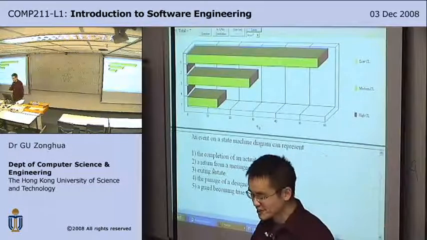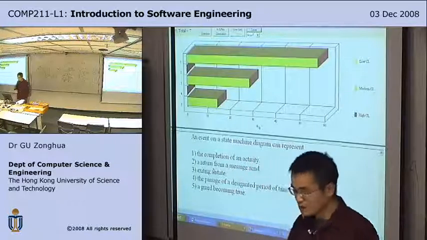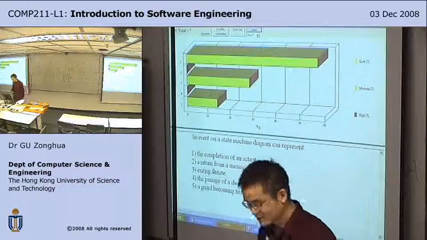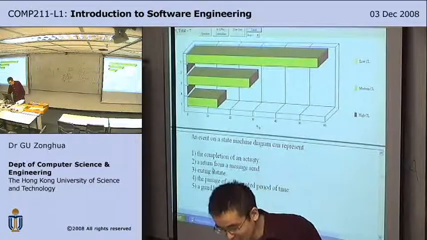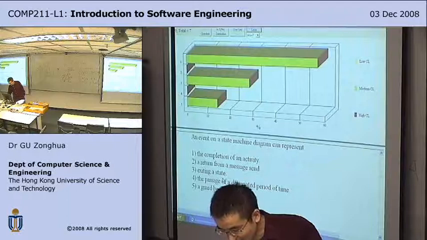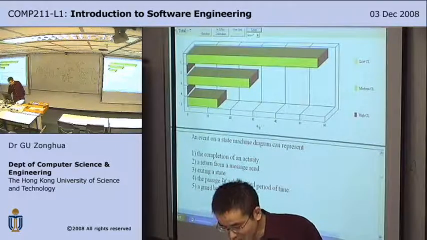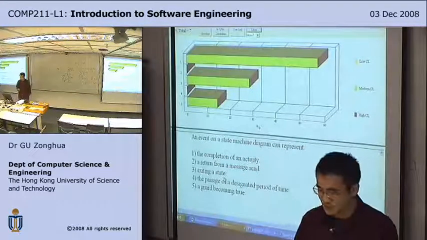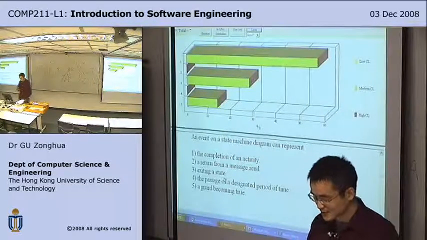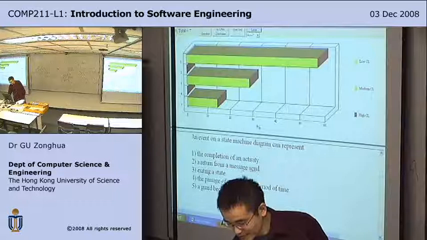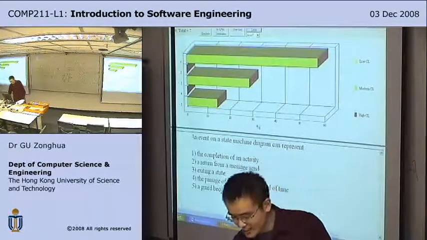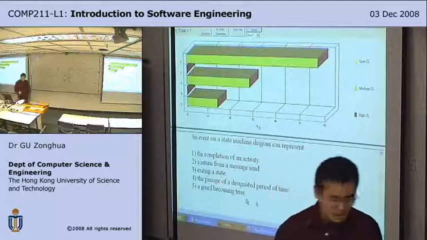So events trigger transitions also, and completion of an activity may trigger transitions also, but it's not an event. So return from message sent, no one chose this. Exiting a state: it may trigger exiting a state, but doesn't represent exiting a state, right? The passage of a period of time, that's the time event. That's correct.